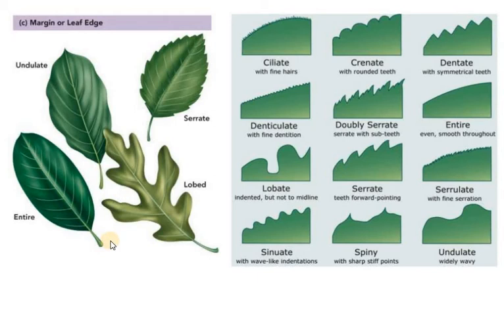Now, coming to the margin of the leaves. There are multiple kinds. So what is margin? The boundary or the edge of a leaf is called the margin. If you see the first, see the mouse position. If you see this leaf, the margin is so soft, so flowing.